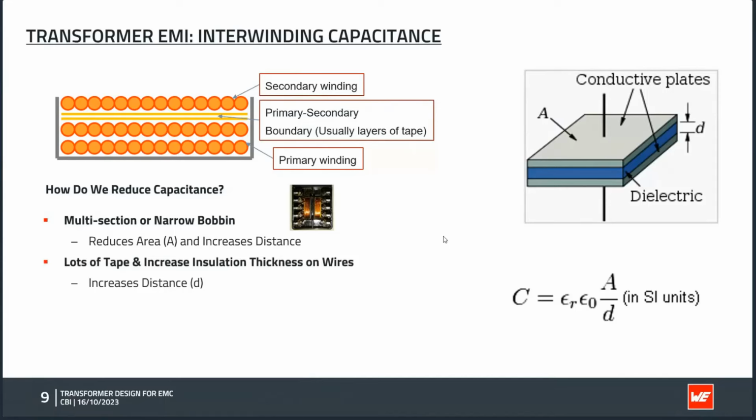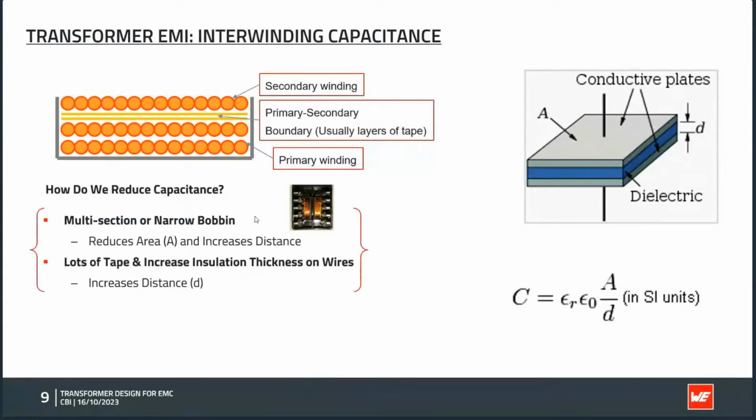The other thing we can do is increase the distance. So you see here the interface between the primary and the secondary is defined by these two yellow lines of tape. Now, if we put four layers of tape instead of 2, obviously we have doubled the distance between the windings.